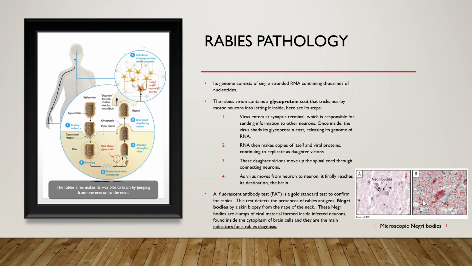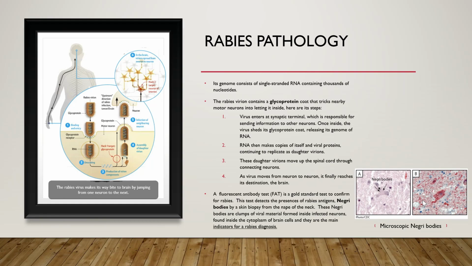Rabies pathology. Its genome consists of single-stranded RNA containing thousands of nucleotides. The rabies virion contains a glycoprotein coat that tricks nearby motor neurons into letting it inside. And here are the steps of how.